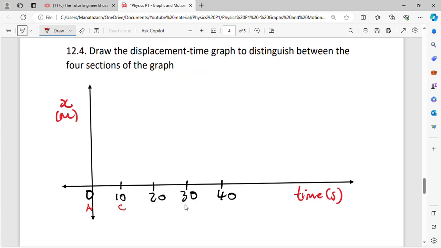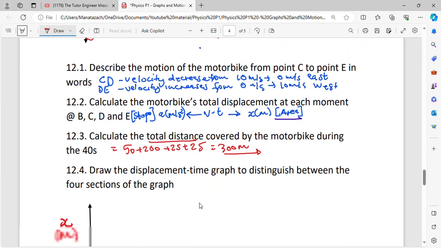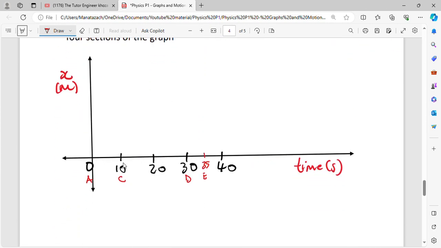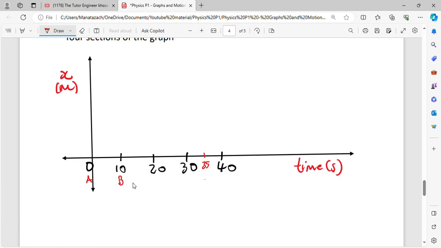So D is here, E is here, so this is 35, and then okay, something is missing there. So it's A, B, C, right? So I made a mistake here. Let's just correct that mistake. So this is B, C, D, E.